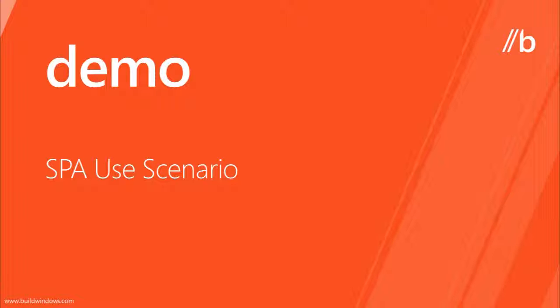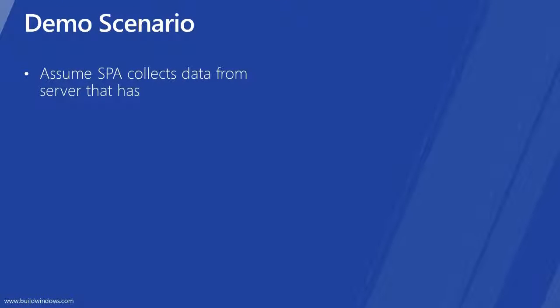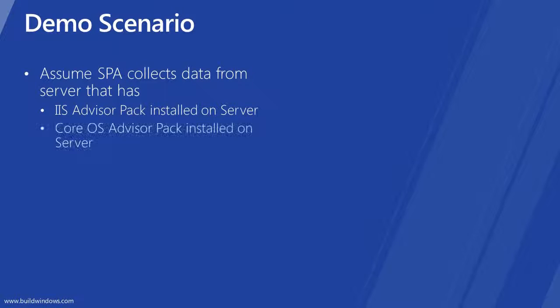Let's move to a demo of SPA 3.0. One of the scenarios that I'm going to show for you today is how somebody complains about web pages being slow. We're going to assume that SPA has been collecting data from the server. We're going to assume that the IIS Advisor Pack has been installed on the server. We also have something called the CoreOS Advisor Pack. And SPA has been running every hour to collect data.